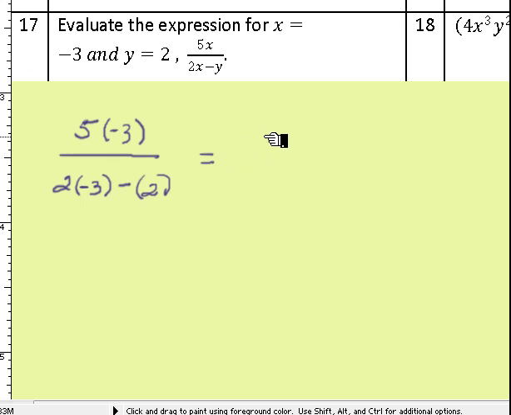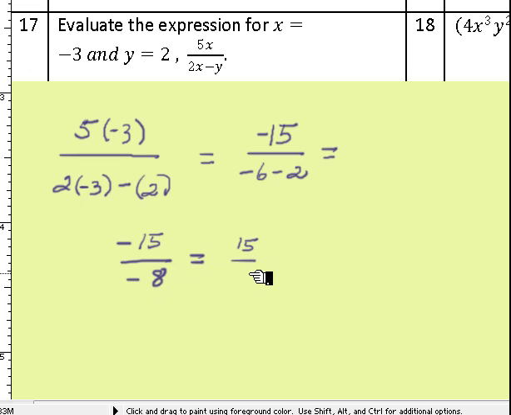Here we have a minus 15 in the numerator. Here we have minus 6, minus 2, so that's minus 15, divided by negative 8, which is 15 over 8.